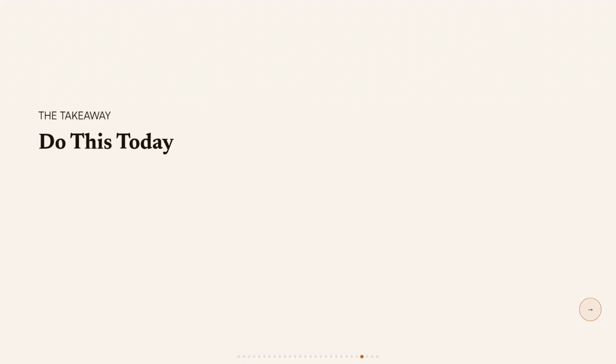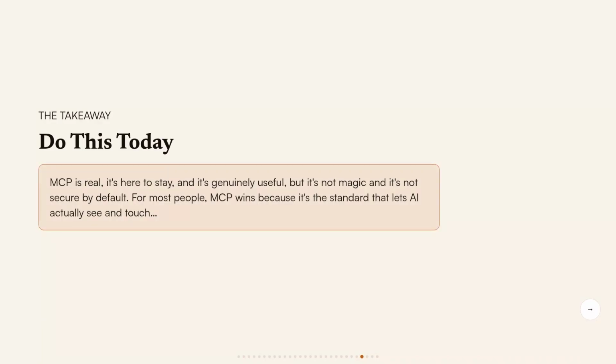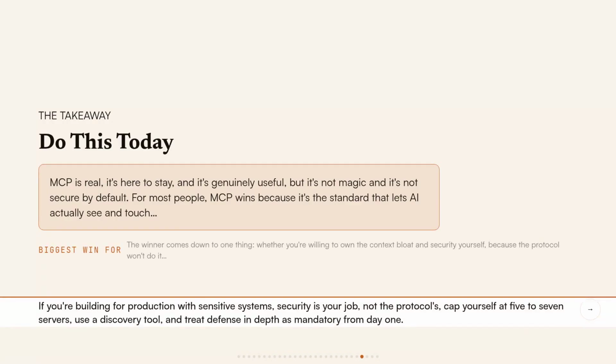If you're a non-developer who wants AI to actually read your real business data, start with Remote MCP today. Pick an existing server from the 3,000 plus available, and you're connected without writing a line of code. If you're building for production with sensitive systems, security is your job, not the protocol's. Cap yourself at 5 to 7 servers, use a discovery tool, and treat defense in depth as mandatory from day one.